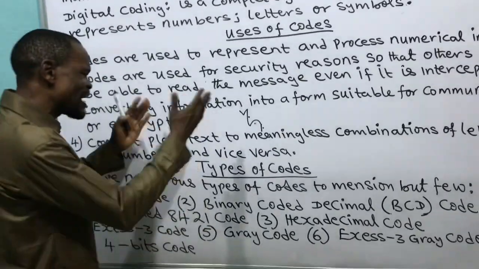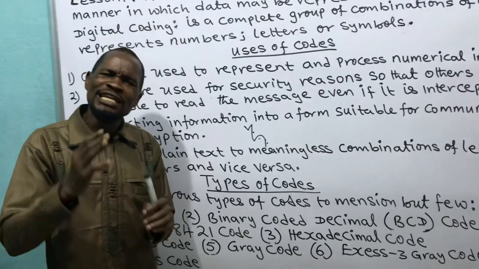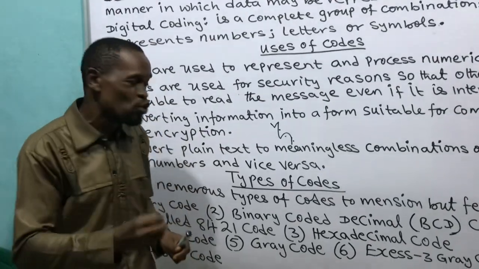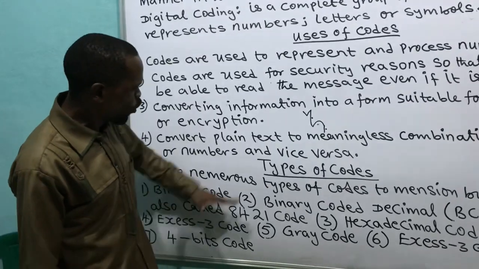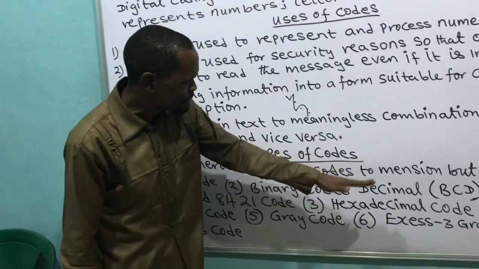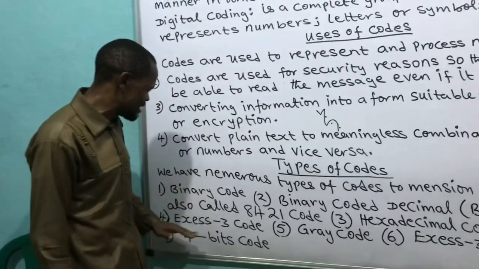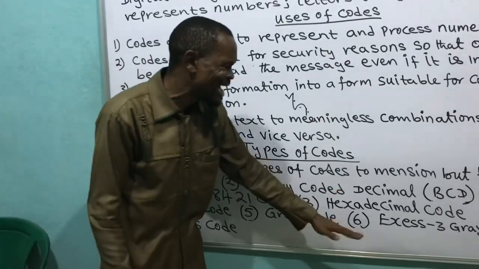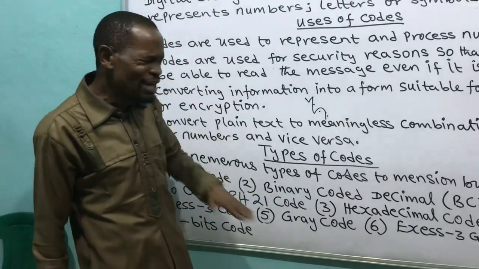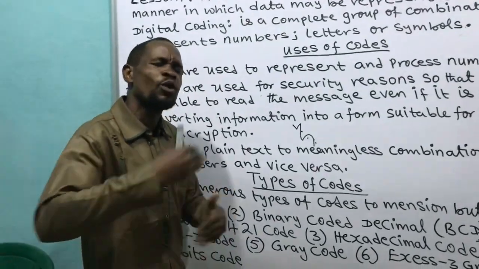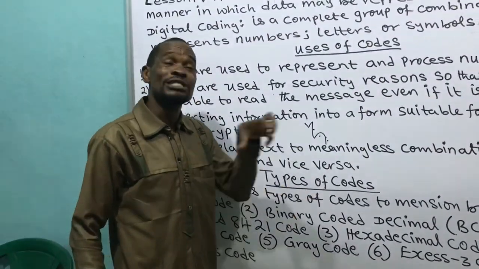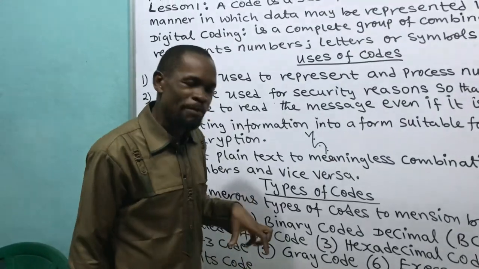Remember, these types of code are what we are going to deal with extensively as we go on. We begin to take them one after the other. After binary code, we go to binary coded decimal, which is BCD code. After BCD code, we go to SS3 code and hexadecimal code. And we deal with them sequentially and how they are converted from one base to another. This is what we're going to deal with in the next example. Let's go to the example.